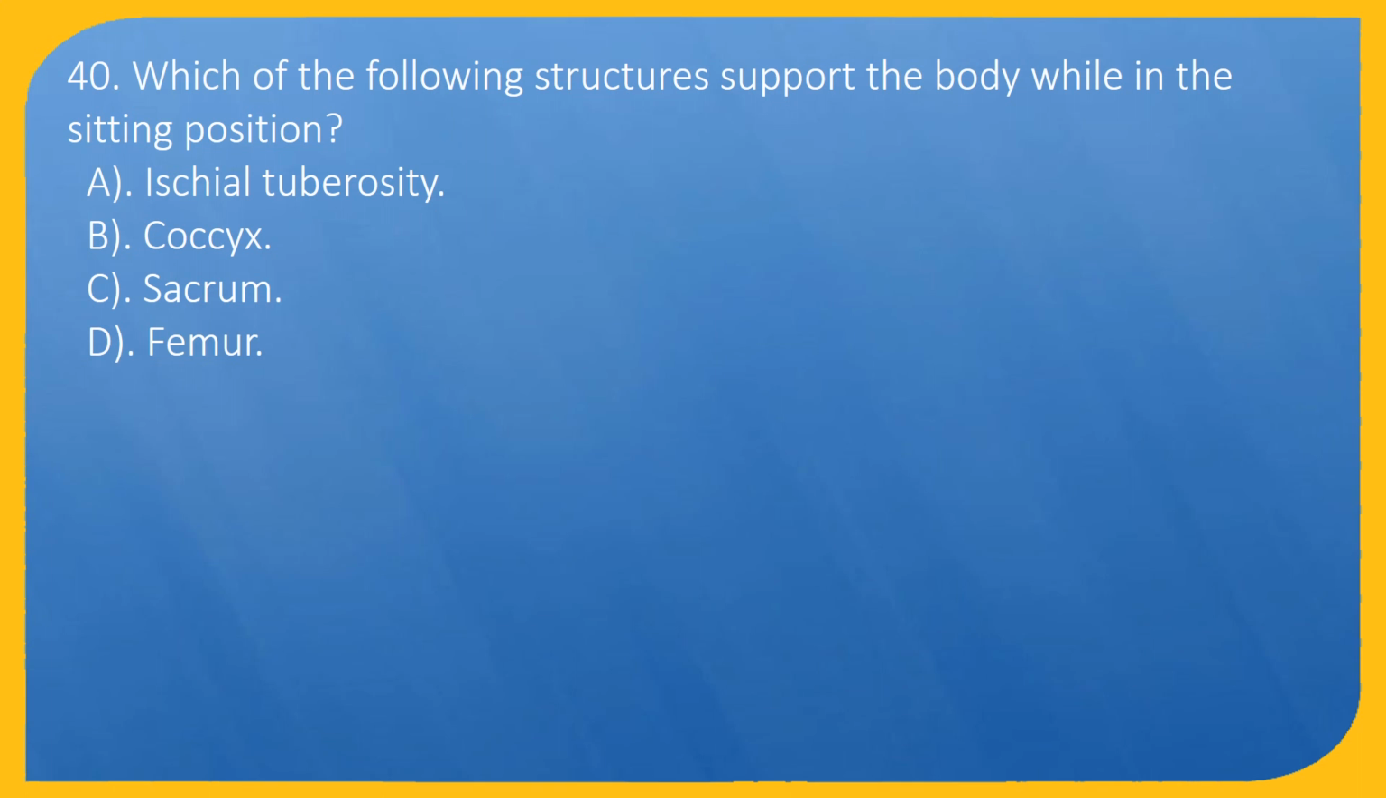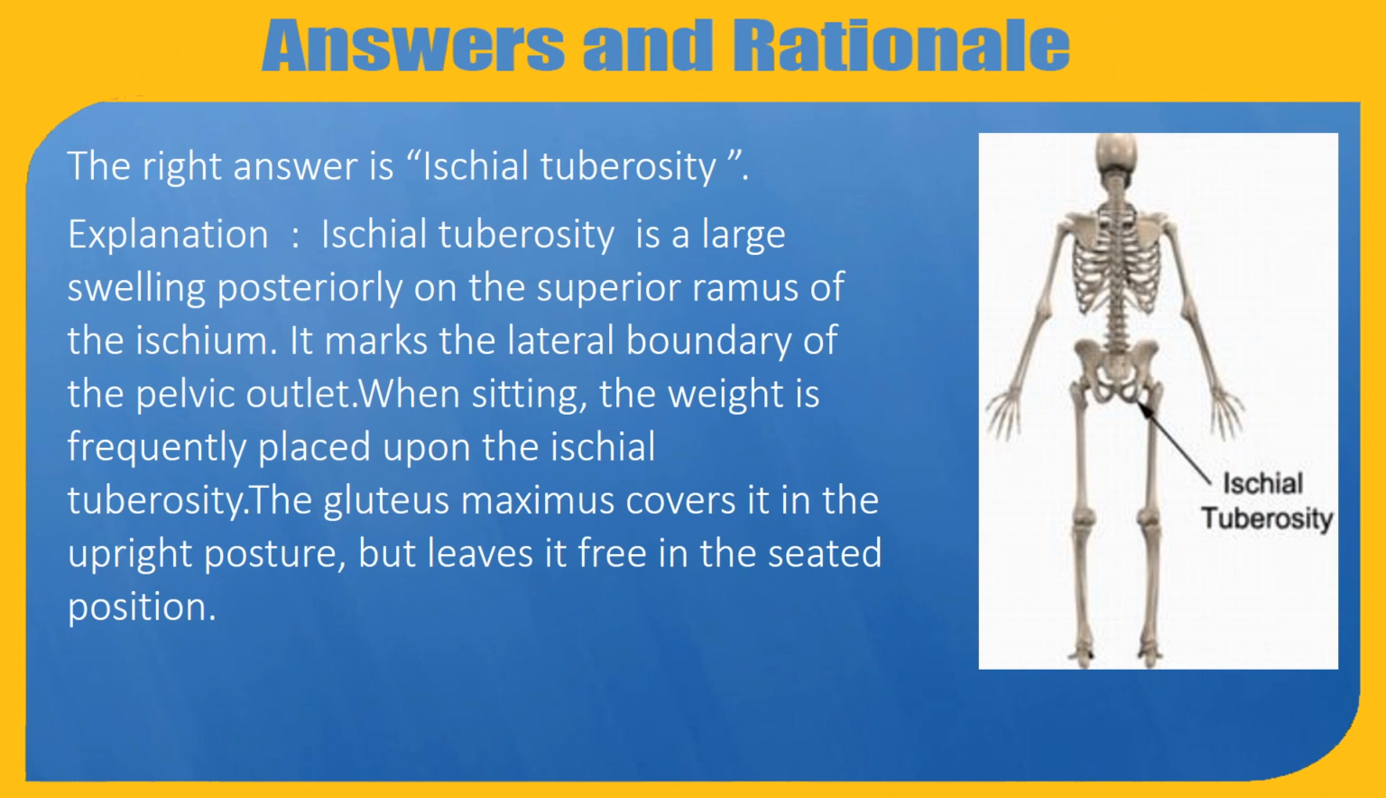Question 40. Which of the following structures support the body while in the sitting position? A. Ischial tuberosity. B. Coccyx. C. Sacrum. D. Femur. The right answer is ischial tuberosity.